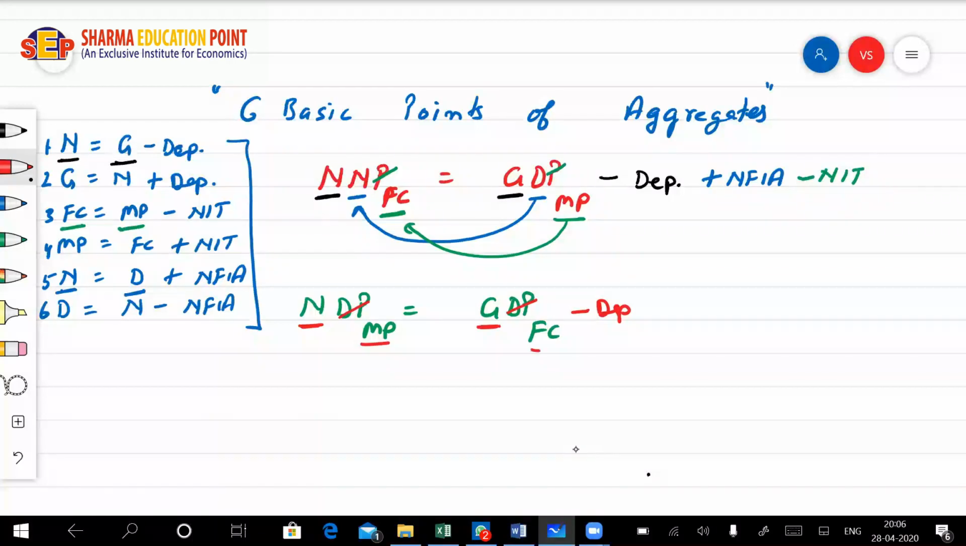Now you can see here is DP, here is also DP, so DP and DP cancel, it is common. Now MPFC: it is written at the fourth point, MP then FC. It says that you need to plus net indirect taxes. So this is the way to convert the points.